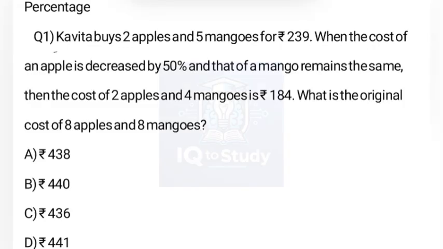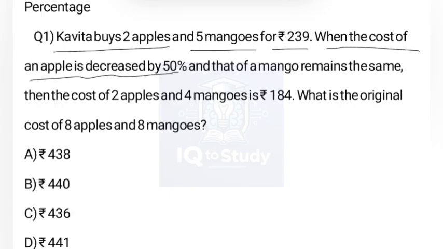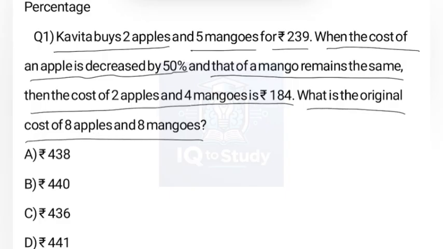Kavita buys 2 apples and 5 mangoes for 239 rupees. When the cost of an apple is decreased by 50% and that of a mango remains the same, then the cost of 2 apples and 4 mangoes is 184 rupees. What is the original cost of 8 apples and 8 mangoes?